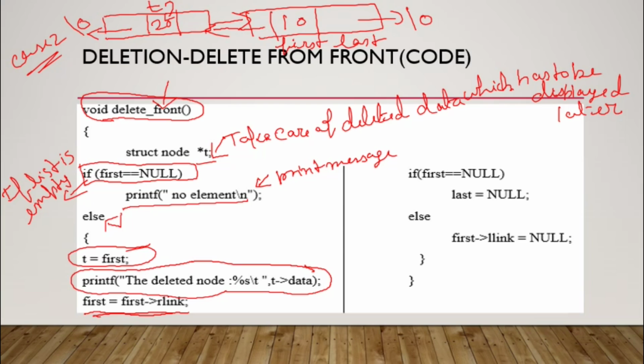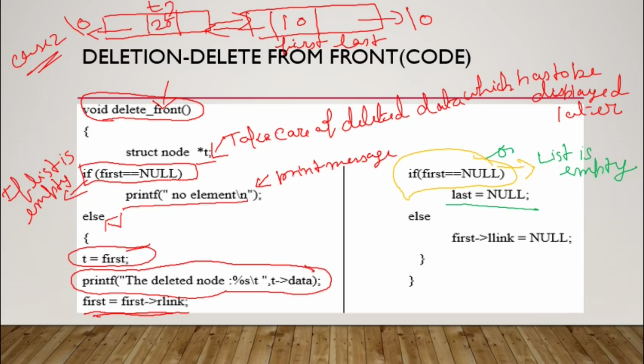Yes, now there is a case: what if first is equal to null? When will this happen? First is equal to null will happen only when the list is empty. If that is the case, students, then simply do last is equal to null. That means only one node you had, and that also you deleted.